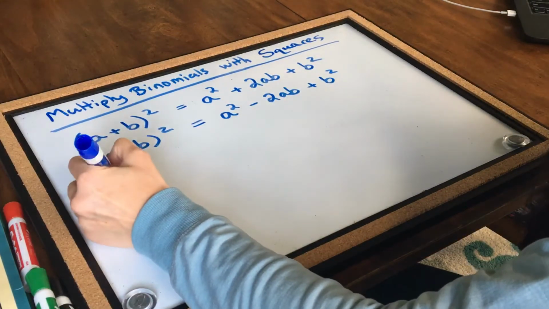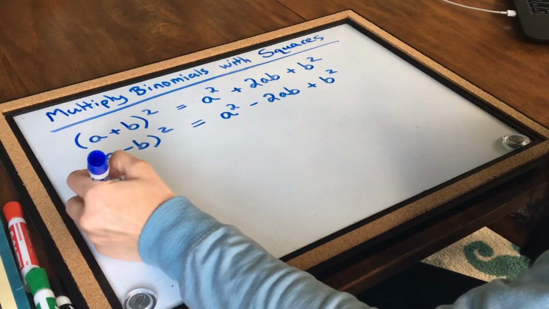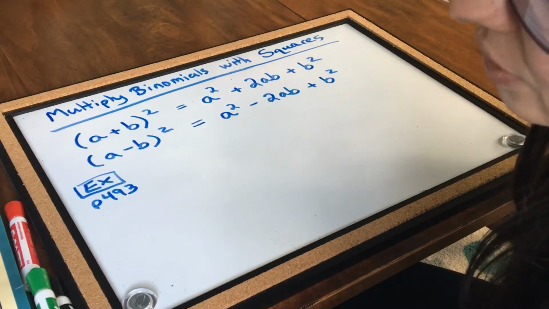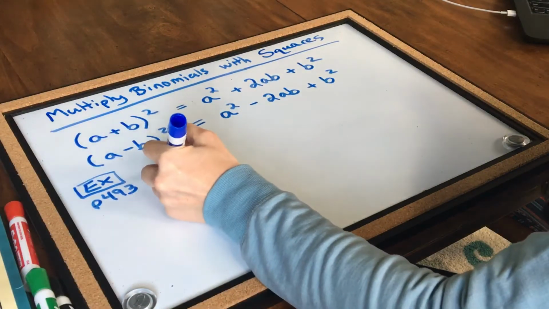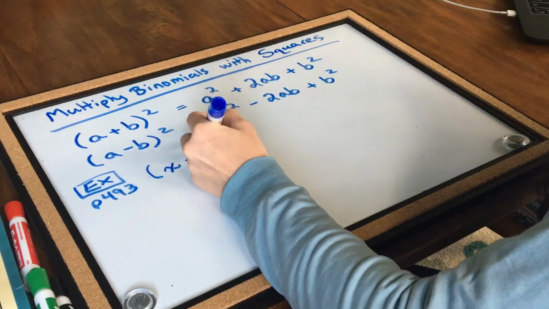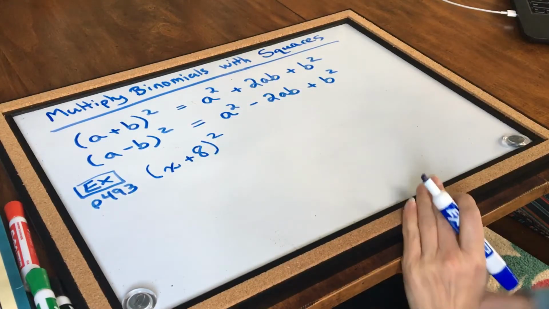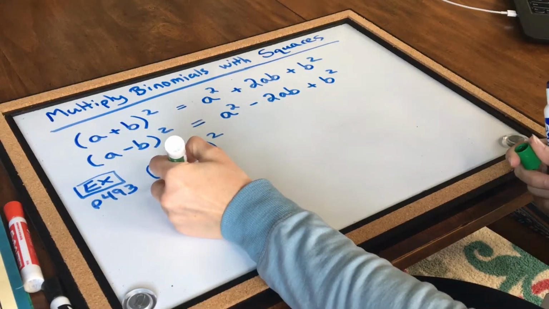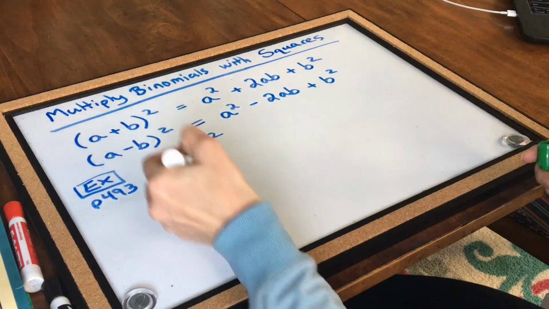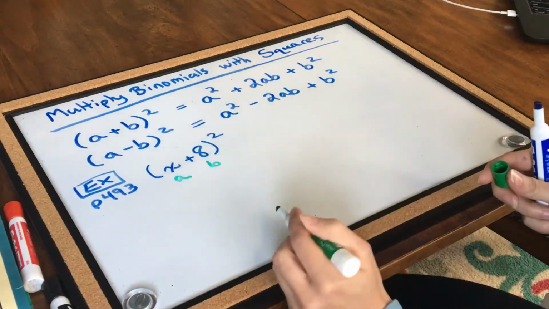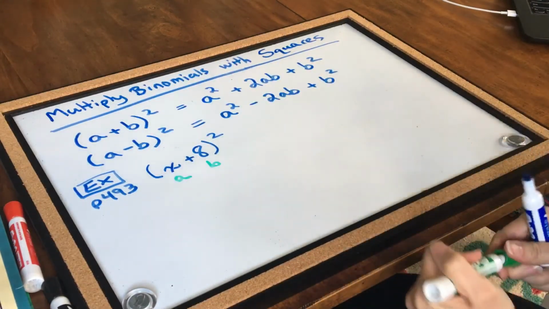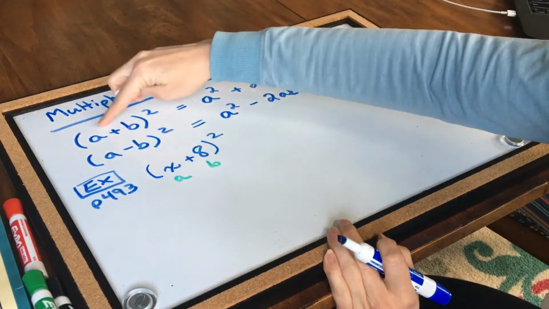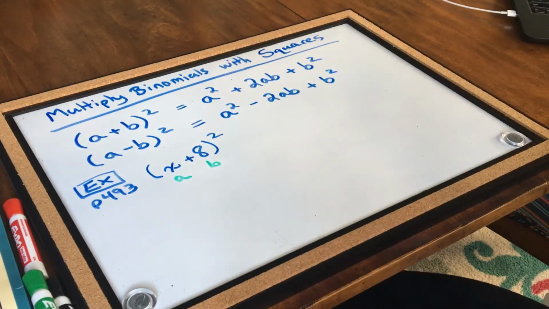So I'm going to do an example, and this one is on page 493, up at the top in problem 1. So I'm going to try the example, x plus 8 squared. As I take a look at this, this first term is going to be my a from the formula, and the 8 is going to be my b from the formula because they're in the same position. And I'm going to be using the top formula because this is x plus 8. Okay, so let's see how this works.